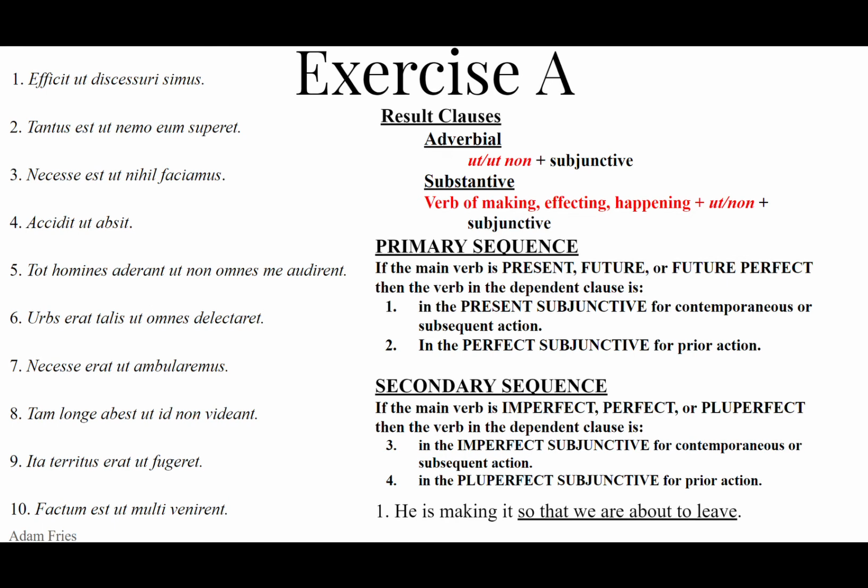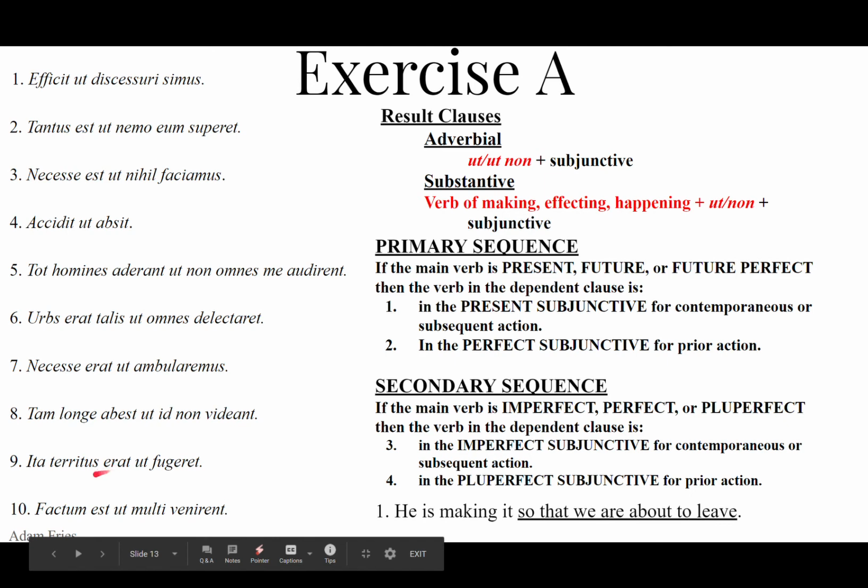Nona, sententia nona. Ita territus erat ut fugeret. Ita is an adverb meaning thus, in such a way. It can also mean so. So territus erat. He was thus frightened. He was frightened in such a way. He was so frightened. How frightened was he? In what way was he frightened? With the result that fugeret. He ran away. He fled. Territus erat. He was so frightened. He was frightened in such a way, with the result that he fled.